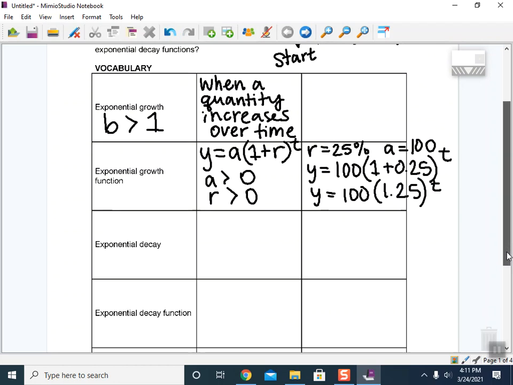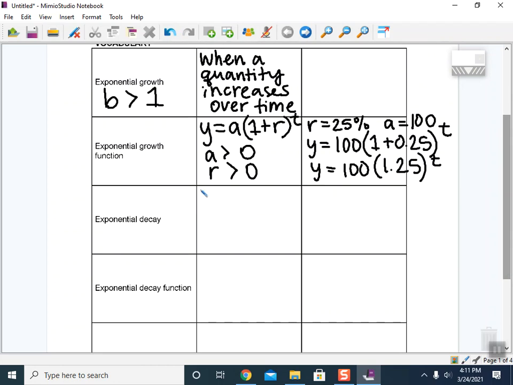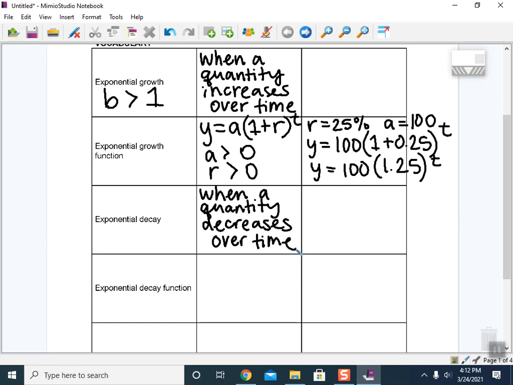Exponential decay is very similar, just the opposite. So it's when a quantity decreases over time. When I have exponential growth, my b-value needs to be greater than 1. With exponential decay, our b-value needs to be between 0 and 1. In other words, it's going to be a fraction or a decimal. Either one, right? It's just going to be between 0 and 1.